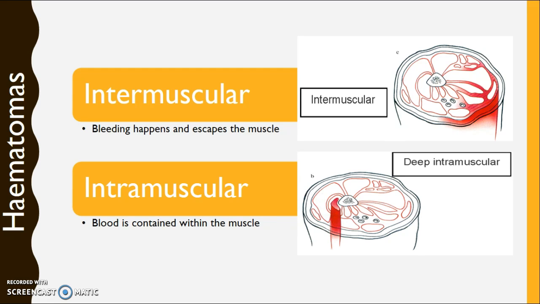So the first one is intermuscular hematoma, and this is when bleeding spreads into surrounding tissues. So as you can see from the diagram, the blood is spreading and not just staying in one place.